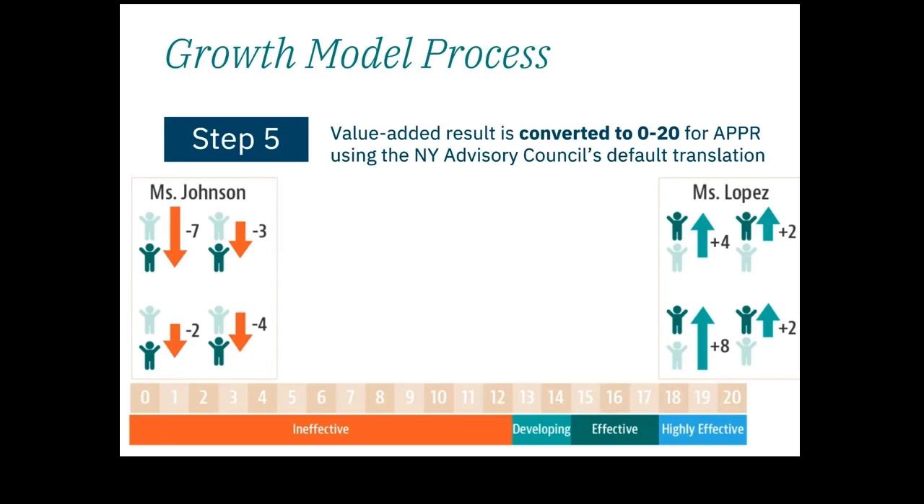And on the other end of the extreme, Ms. Lopez had students who by and large met their predictions, and in some cases exceeded them by a wide margin. That would result in a HEDI score above the effective range if we saw students that were really beating their predictions based on how similar students performed during this year.